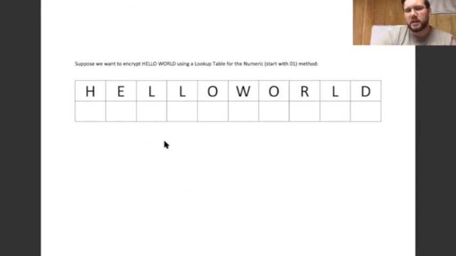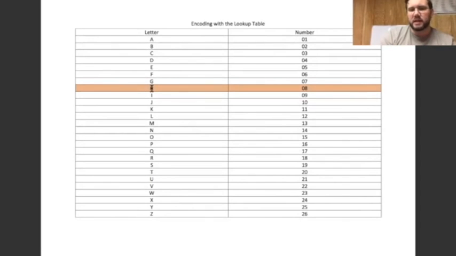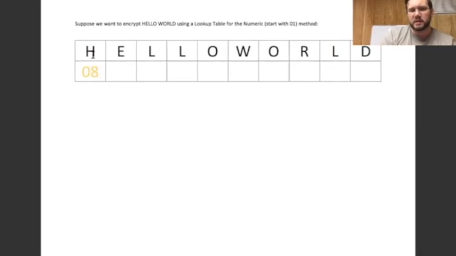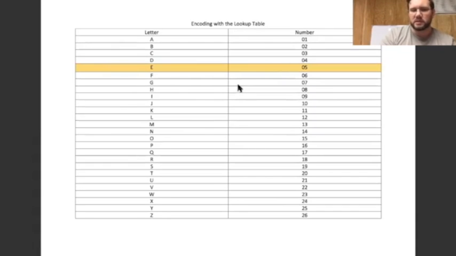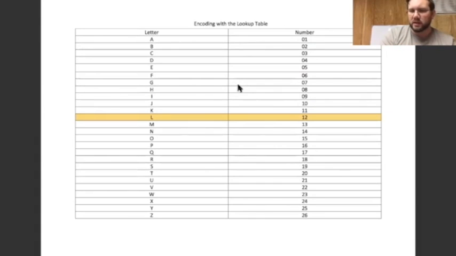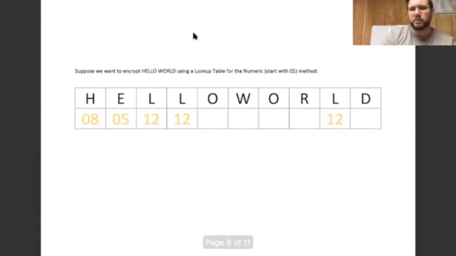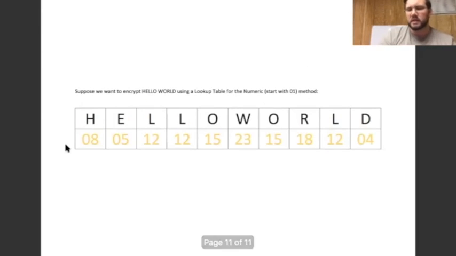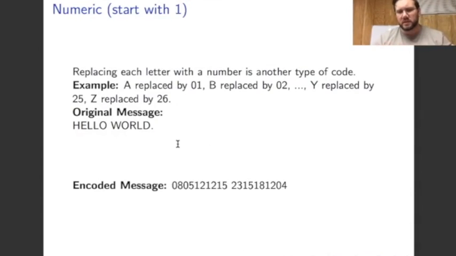So I have decided that I want to encrypt the message "hello world" using a lookup table for the numeric starting with 1 method. So I can make a table here for my message, and I'm going to look on my lookup table and I see that H corresponds to 8. So I go and I replace the H with a 08. Then I look at the next letter, which is E. That corresponds to 05, so I replace E with 05. I go through L, and it's replaced by 12, and I'll go ahead and replace all of the L's at once. And then you see the idea. That's what the encoded message is.